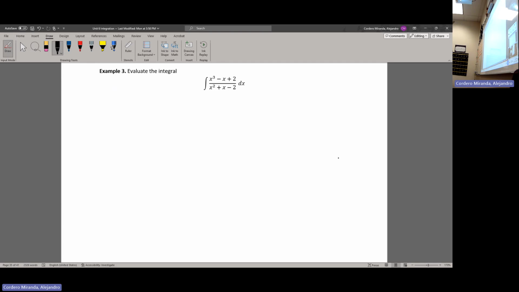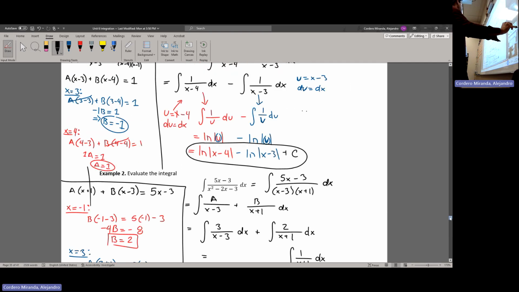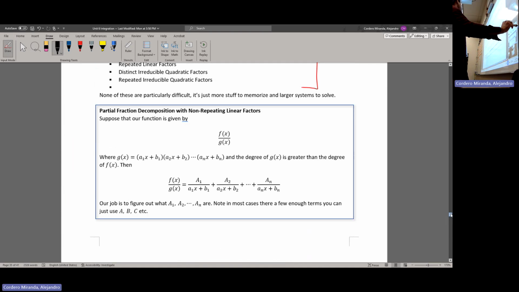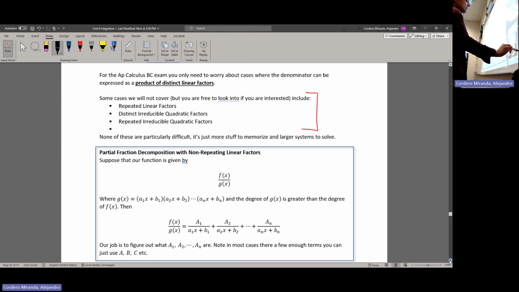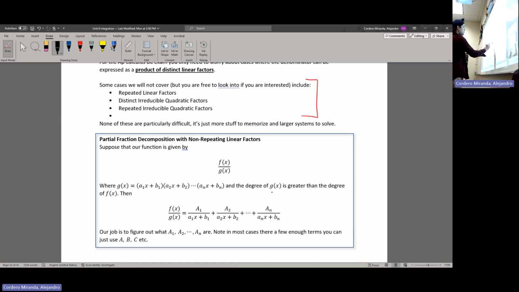Okay, so this one has an x cubed on top and an x squared on the bottom. The thing that I forgot to mention at the beginning of the class, or of the video, here's me skipping to the very top, is that the degree of g, the degree of the bottom, has to be bigger than the degree of the top. So the fraction needs to not reduce.